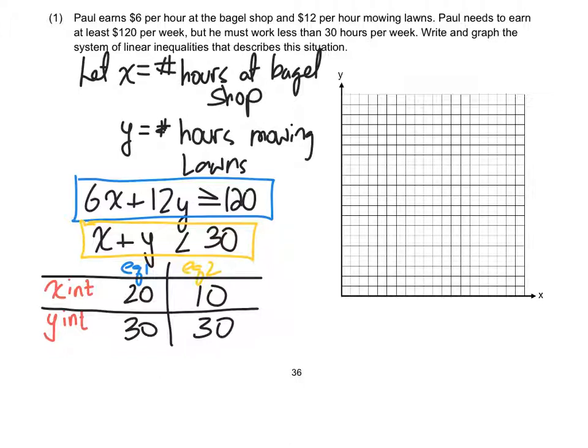All right? So not only is this going to give me some points to plot, but it's also going to give me a sense of my scale. So I know that I need to get from an x-intercept for equation 1 of 20 to a y-intercept of 30, and for equation 2, an x-intercept of 10 to a y-intercept of 30. So that just tells me that I need to have a scale sufficient to allow the number 30 to be part of it. So I think there's 20 boxes. We can go by 2s.